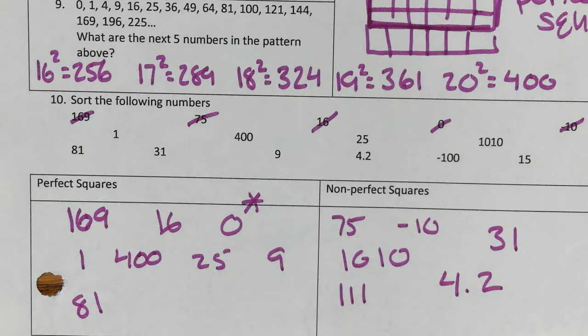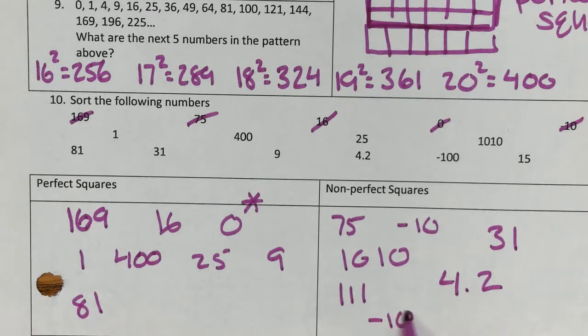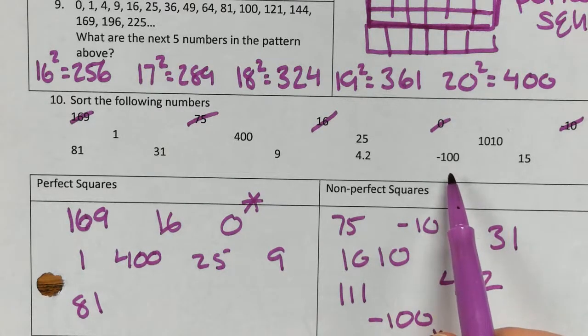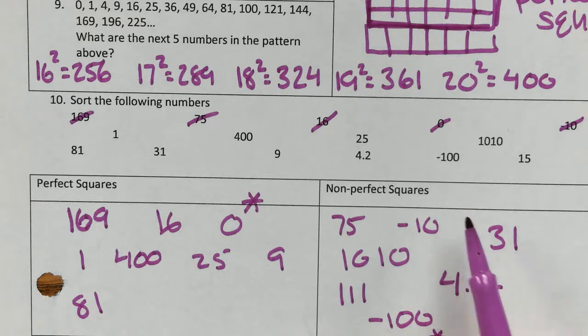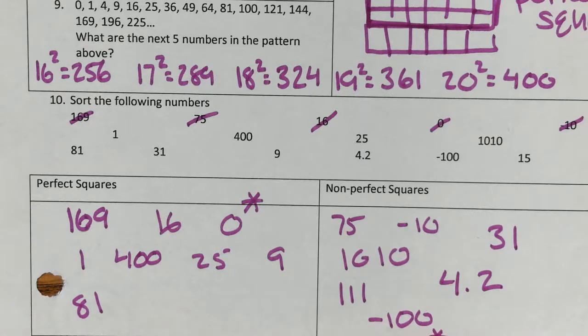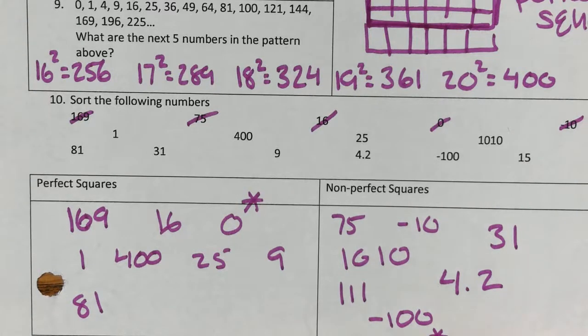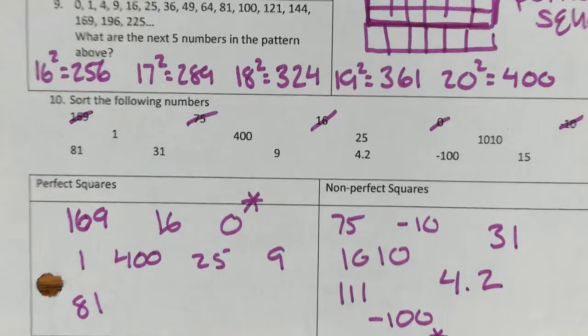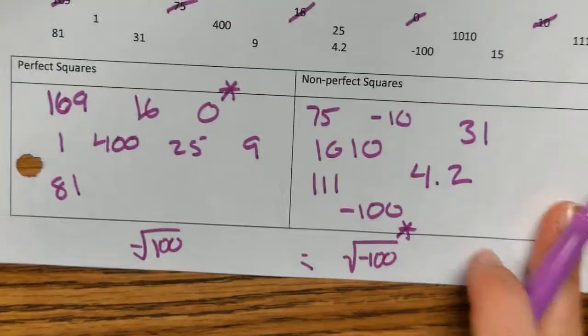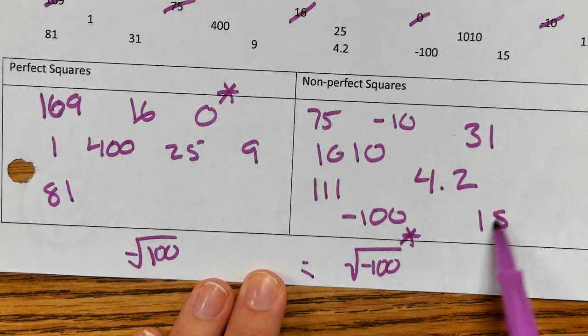Negative 100? No, because it's negative. That one's important. If they're asking for perfect squares, negative numbers are never perfect squares. Taking the square root of negative 100 is different than the negative square root of 100. So negative square root of 100 is okay. Square root of negative 100 is not okay. Is 15 a perfect square? No.